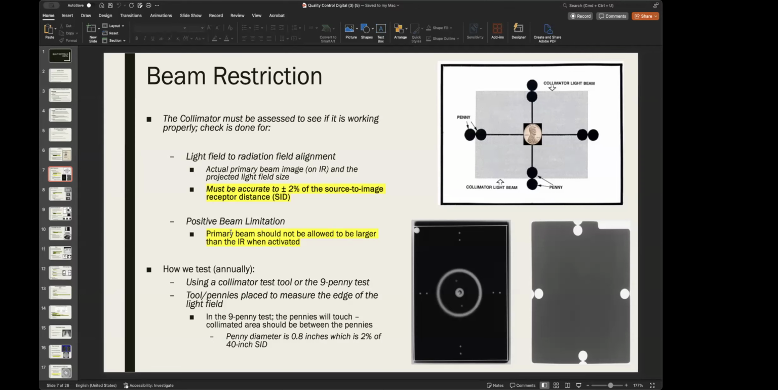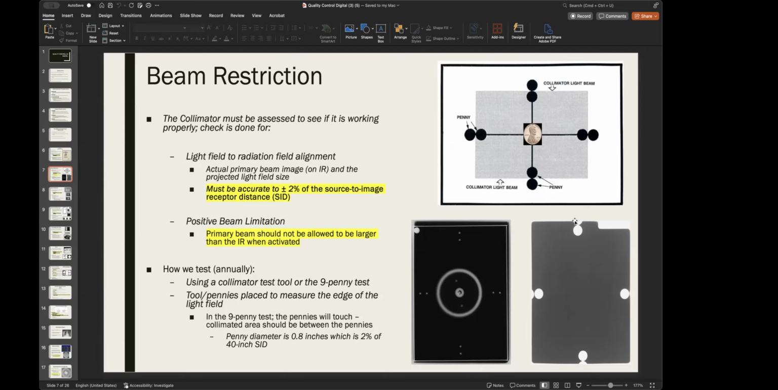But for the light field test, you can see here, they're using what's called a 9-penny test. So the pennies, you're going to place 2 pennies next to each other, and you're going to place 1 collimated edge in between the pennies, and you're going to do that for all 4 collimated edges. And then you're going to take the X-ray. And then when you take the X-ray, you can tell if it's in alignment or not. When you look at this X-ray here, you can see it's not in alignment because we thought here, the light field showed us that it ended here, but it went further than that. Okay. That's what's happening there.